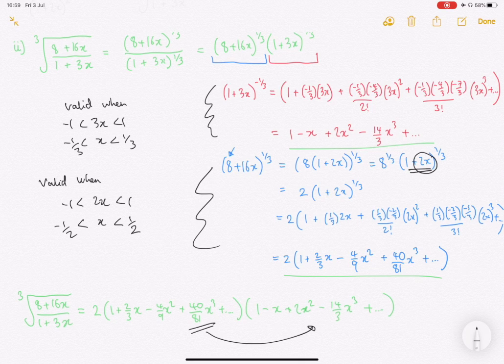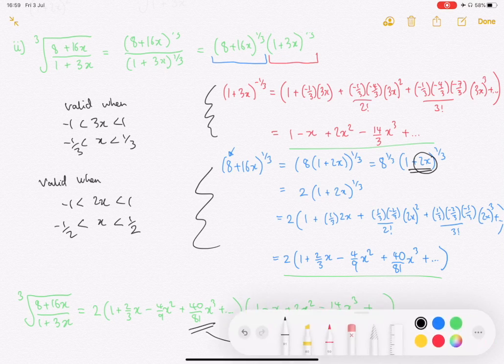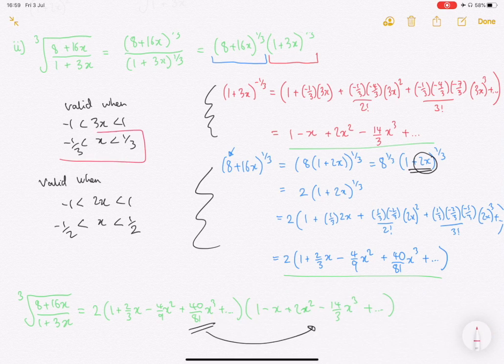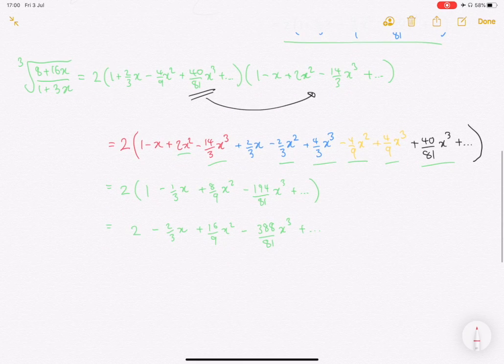So when is this whole thing valid? Well, both of these have to be valid. So we want to take the most strict criteria. So which of these criteria is most strict? Well, the most strict criteria is this one, the smallest range of x for which this is valid. Because if x is between negative 1/3 and 1/3, it is definitely between negative 1/2 and 1/2. But the converse is not true. If x is between negative 1/2 and 1/2, it doesn't mean x is between negative 1/3 and 1/3. So this whole binomial expansion is valid when x is between negative 1/3 and 1/3.